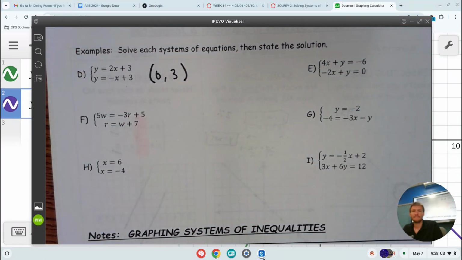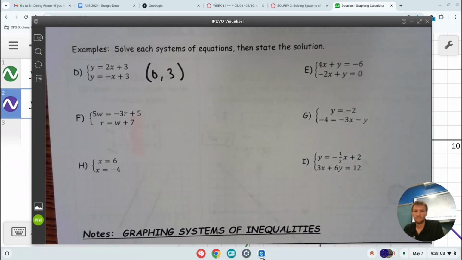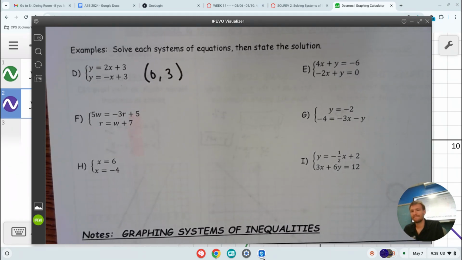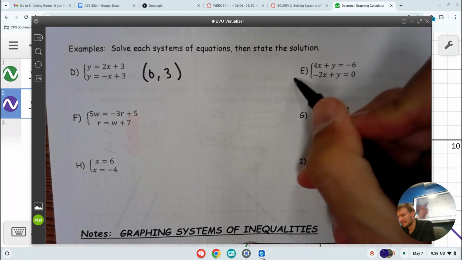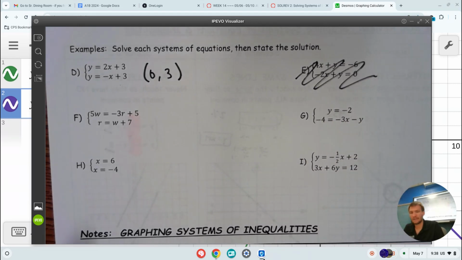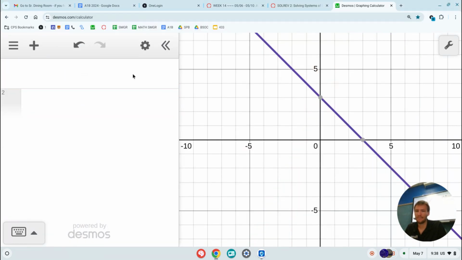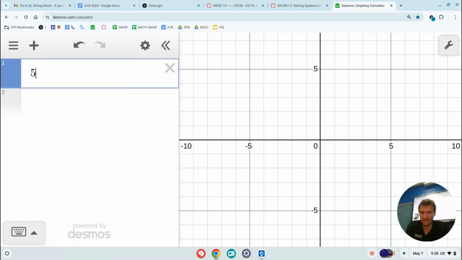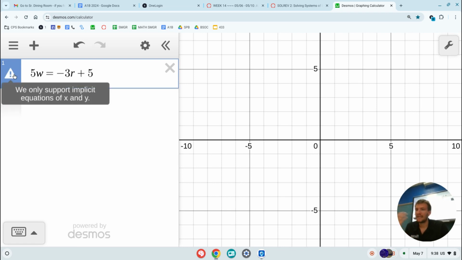Wait, what's the code? So, you see the one that got the W's and the R's? Do you change it to X and Y? So let's just, I mean, who cares about letter E? We can do that. Let's do F. We have W's and R's. If we try to keep it as W's and R's, it's not going to work. And you guys know that. 5W equals -3R plus 5. Desmos is saying we only do it with X's and Y's. So we need to trade.